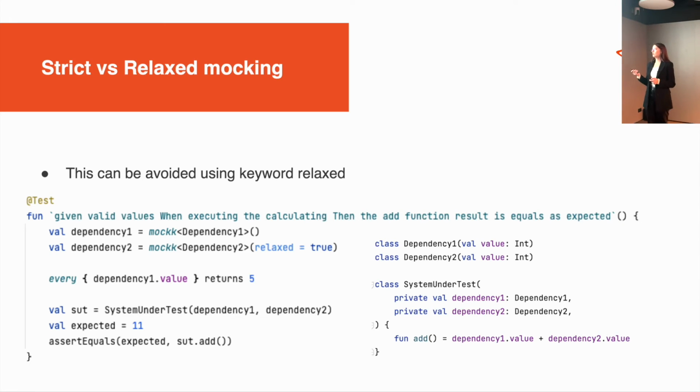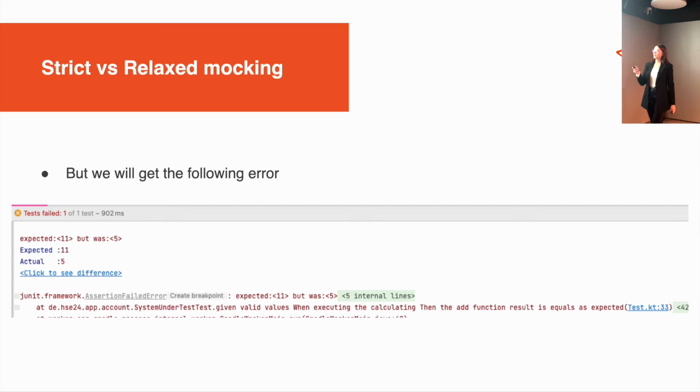Because it's not nullable and we expect a 0 from it, what will actually happen when we execute this test is that it will fail. Why? Because we didn't specify that it needs to return 6, and it will actually return 0. So we have dependency 1 value being 5, dependency 2 value being 0, and that will give us a result of 5, and we are expecting 11.